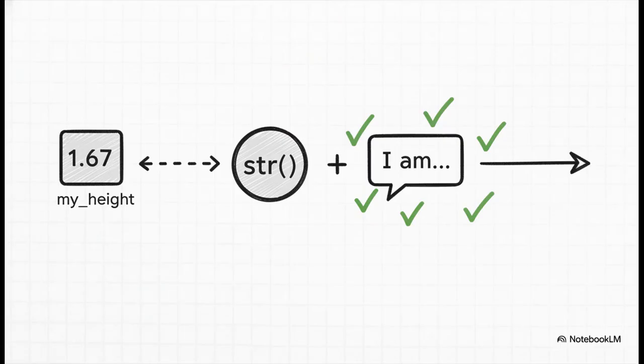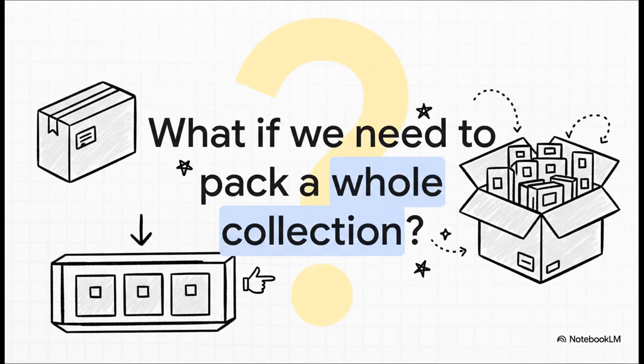So what's the fix? It's actually really simple. We just use one of those general tools we talked about, a function. We wrap our number variable inside the string function. This tells Python, hey, before you do anything else, take this number and turn it into a piece of text. And once it's text, Python can add it to the other text with no problem at all. Problem solved.